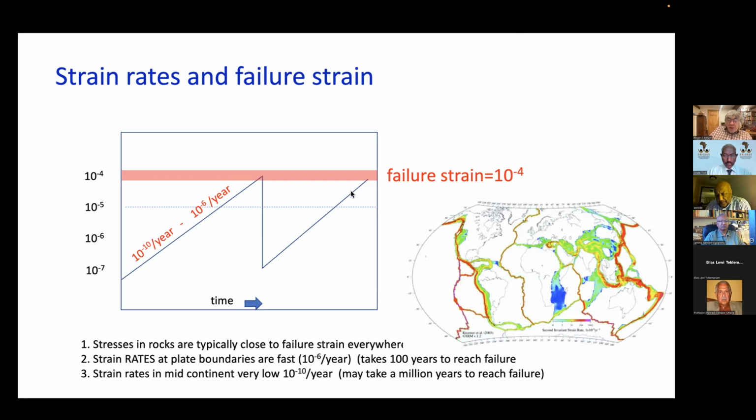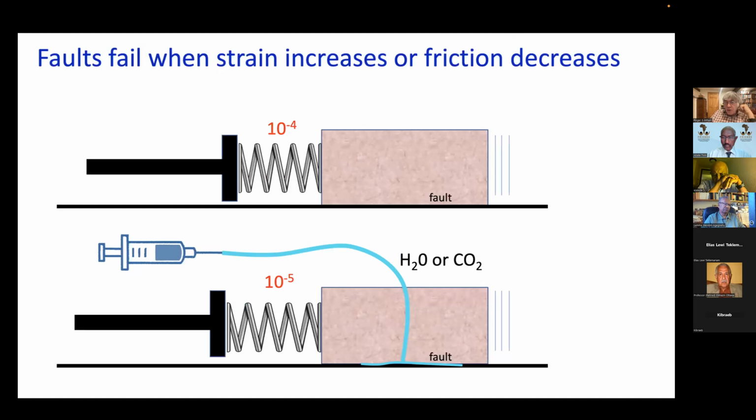The fact is that most of the world, and this is the take-home message, is almost about to fail. Anywhere you look, there are very few places that are relaxed. And so it takes a very small amount of additional strain to produce that.